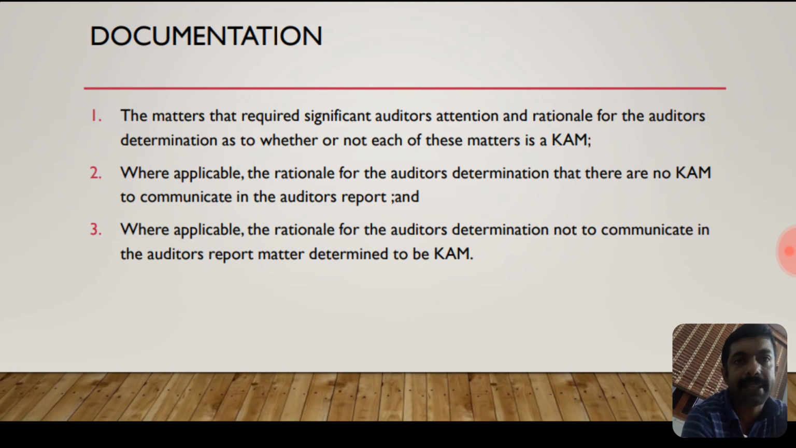If there is yes, that has to be documented. If there is no, that has to be documented. Where applicable, the auditor's rationale for the determination not to communicate, where in some situations law prohibits public communication of that matter, has to be documented.